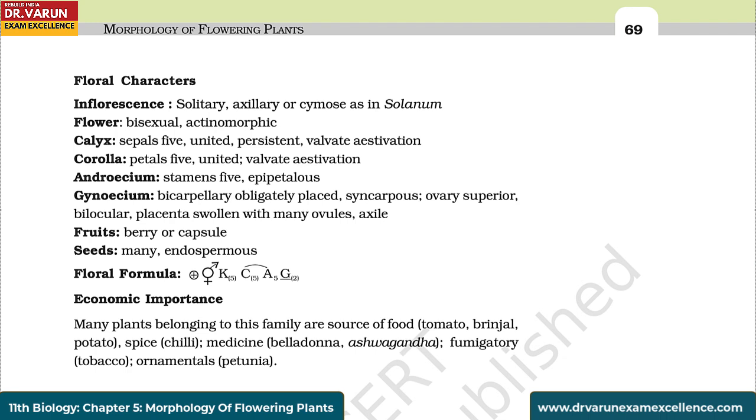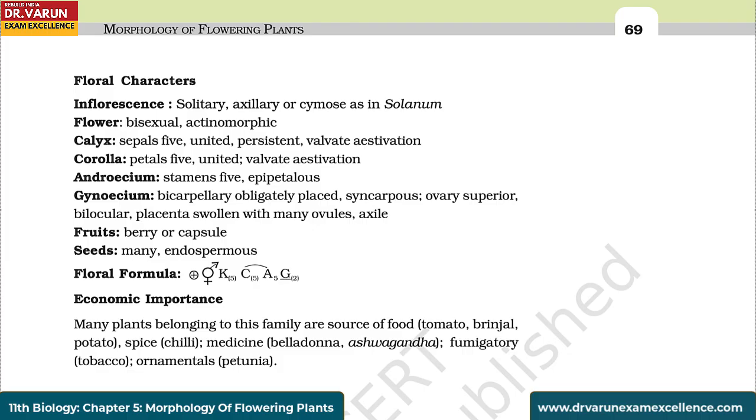Flower is bisexual, actinomorphic. Calyx, sepals are 5, united, persistent, valvate aestivation. Corolla, petals 5, united, valvate aestivation. Androecium, stamens are 5, epipetalous. Gynoecium, bicarpellary, obliquely placed, syncarpous, ovary is superior, bilocular, placenta swollen with many ovules, axile. Fruits, berry or capsule. Seeds are many and endospermous.